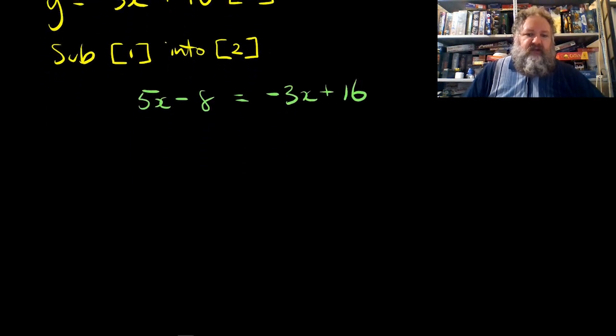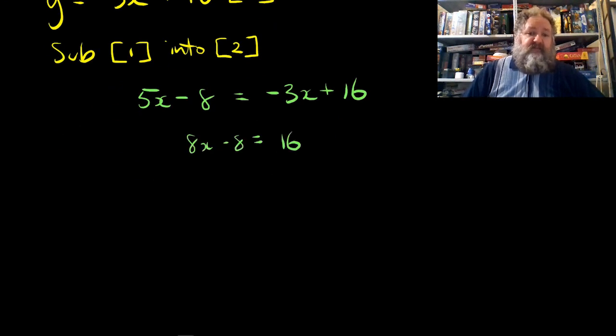So really quickly, I'm not going to go through this whole solution, but just this part. I shift my minus 3x over this side by adding 3x to both sides, and I'll get 8x. I can then shift my minus 8. I'll add 8 to both sides, and then I'll just divide by 8, and I will end up with my final solution, x is equal to 3.